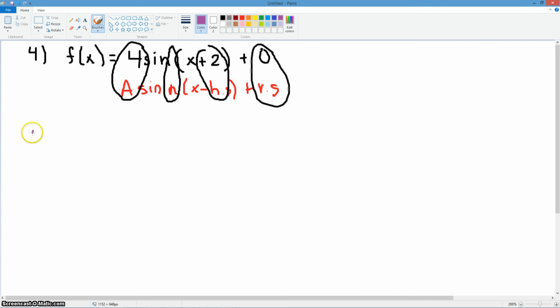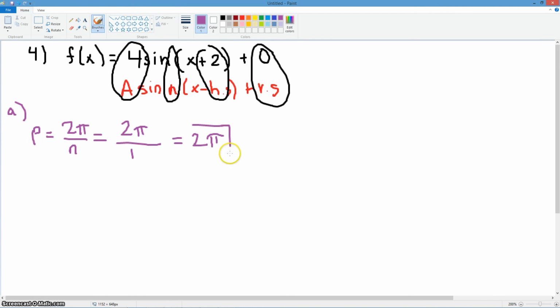Alright, so let's get it together. Period is equal to 2 pi over n. So you have that 2 pi over, what is n in this case? You don't see it, but there's an imaginary 1, so 2 pi over 1, or in this case, just 2 pi. So remember, the reason why we want our coefficient to be 1 majority of the times is that it means you know that your period automatically will be 2 pi. So this is A, 2 pi.